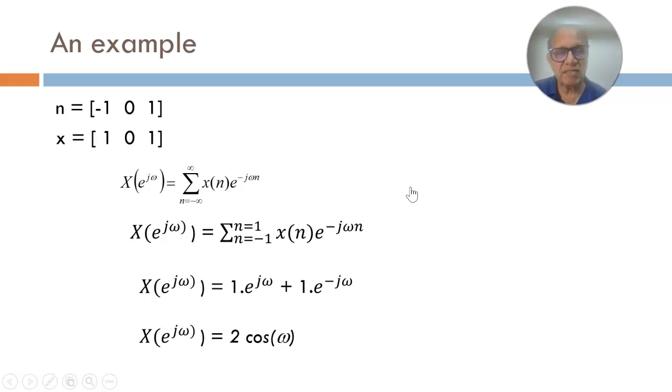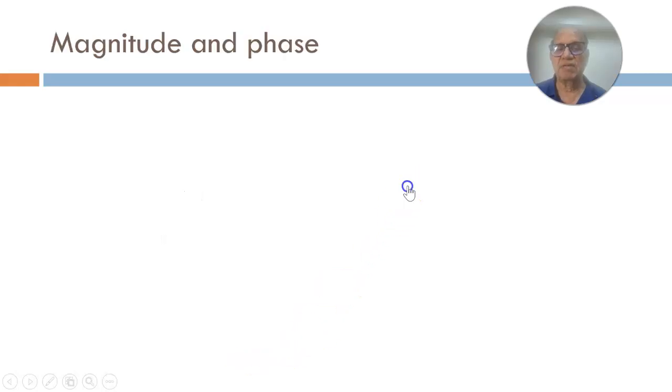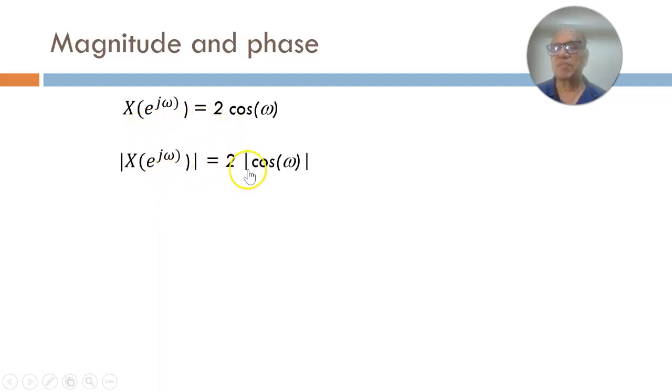Okay, so since in general this is a complex quantity, the frequency spectrum has two plots. One is the magnitude as a function of frequency, and second is phase as a function of frequency. So let us write both these equations. This is our original equation. So mod of this will be 2 mod of cos omega. Note that cos omega itself will have positive values as well as negative values. But since we are plotting the amplitude only, this becomes mod of this.